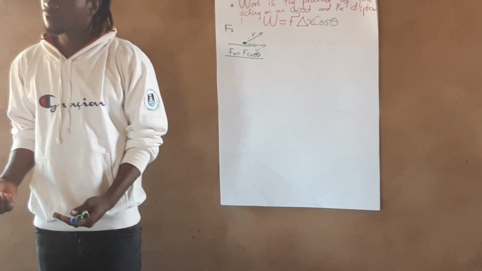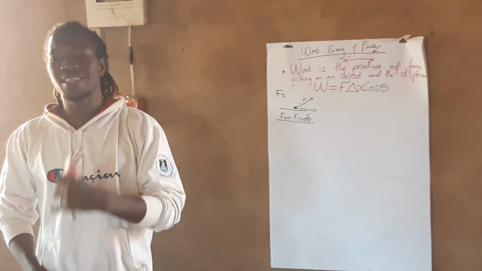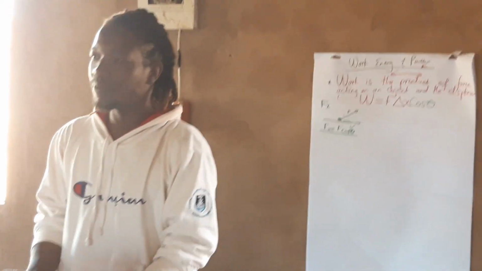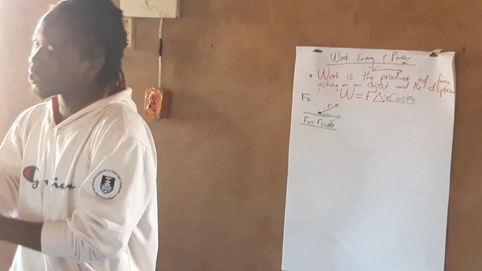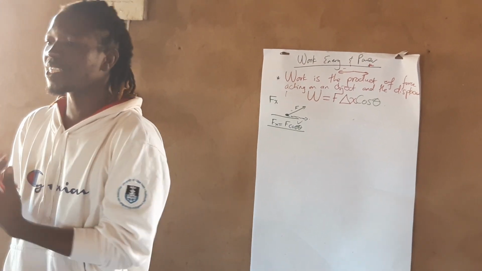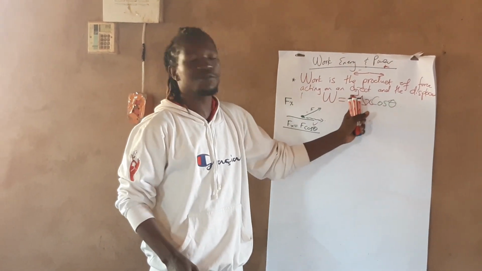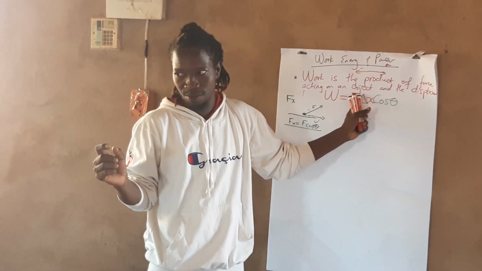When your force is going in the same direction as your object, it is the same as putting cos 0. But at the same time, we know that cos 0 is just 1. So it means that it is positive. So you can ignore this and just put your positive force. Do you understand what I said?